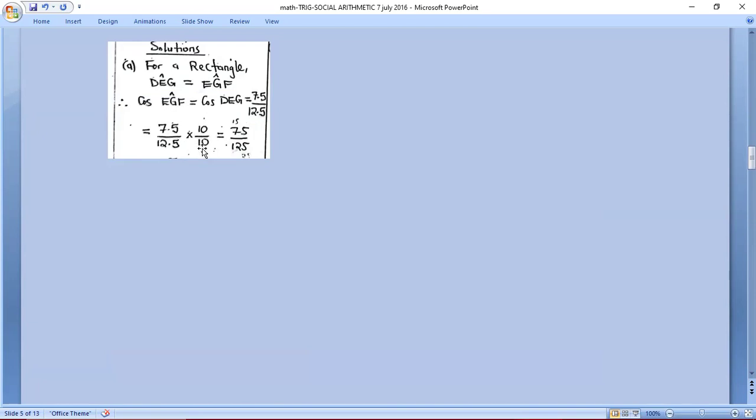So multiplying by 1 does not change anything. So I just want this to be very friendly to me. You should do that, especially in your paper 1. Even in paper 2, it's still okay, it's allowed. But for paper 1, especially if you have such tricks, they'll be very useful because you don't have a calculator to do these things. So 7.5 times 10 to be 75, 12.5 times 10 to be 125.